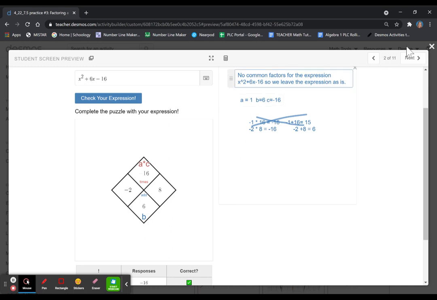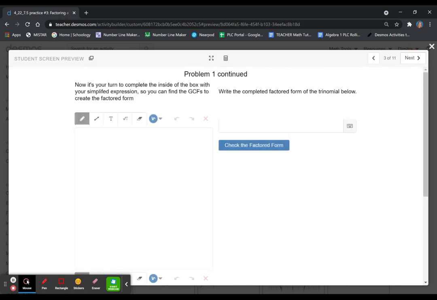That's what I do. All right, so let's go to the next slide. And now we're going to factor this expression. This expression that we're going to factor, we're going to undo multiplication. So I am going to rewrite that expression here just so that we can remember it.